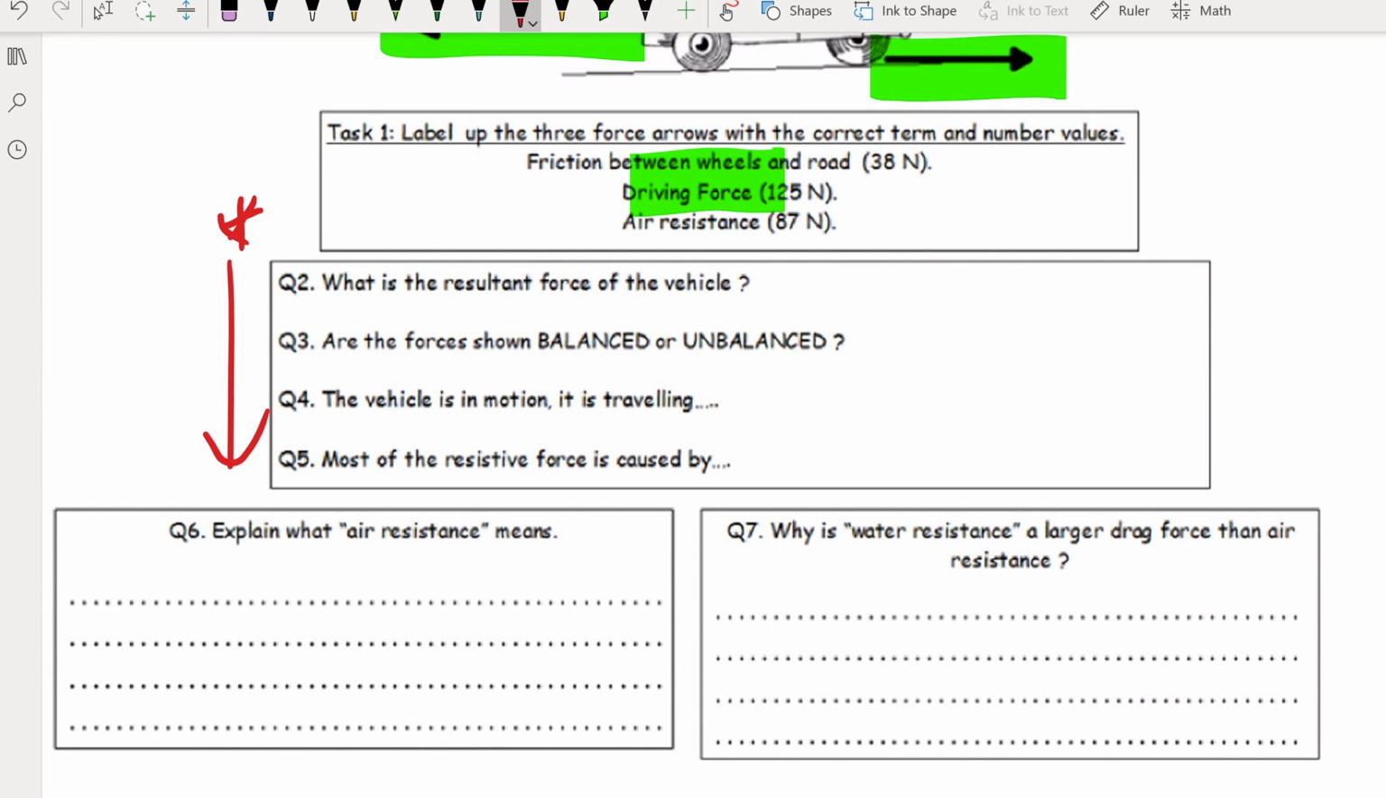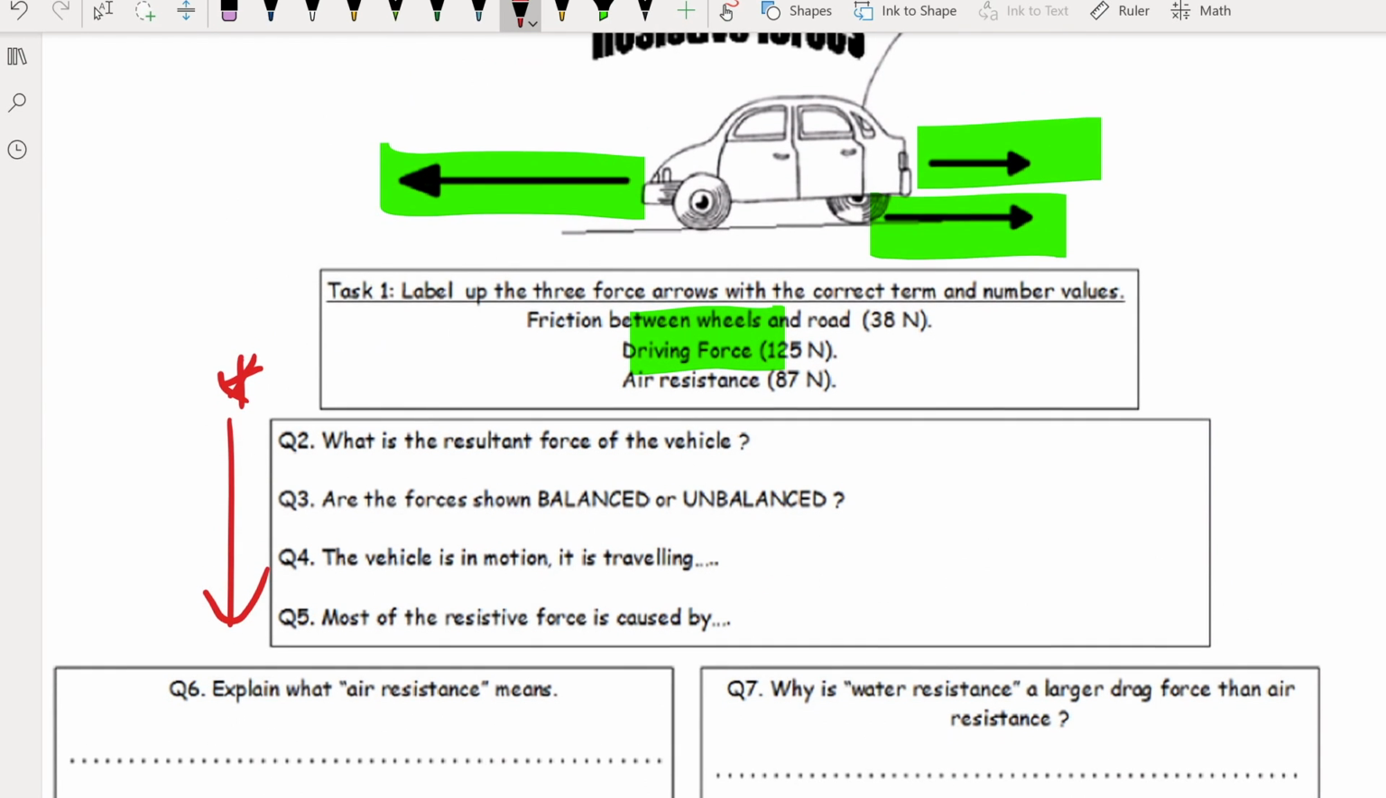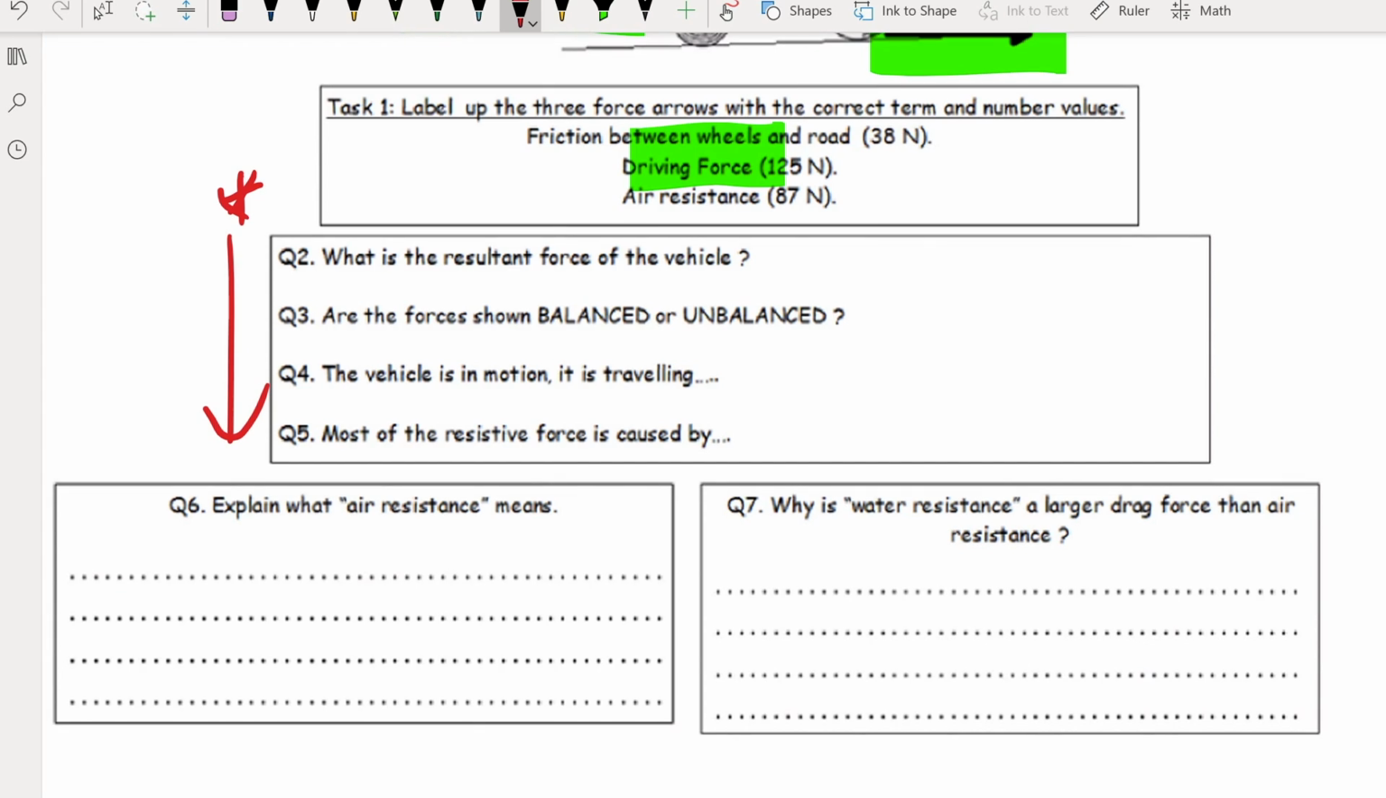Question 6. What does air resistance mean? It's the air particles bumping next to the object that's travelling through the air. So it's the frictional force between the air particles and the object. What is water resistance? So you do 6. 7 you can do as well. I'll give you a verbal answer.